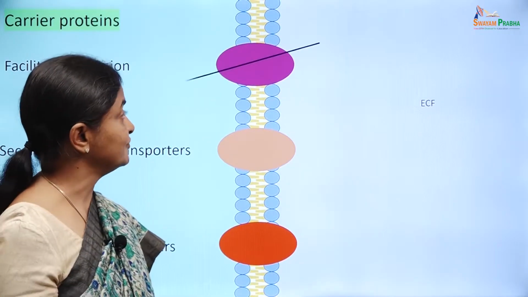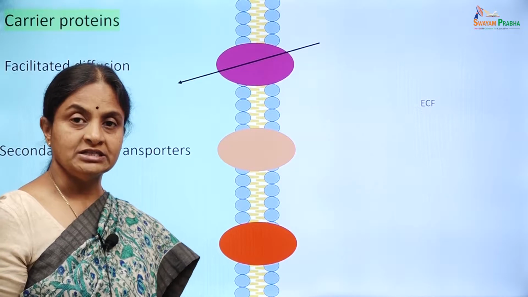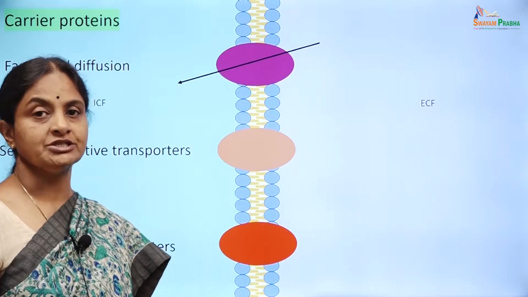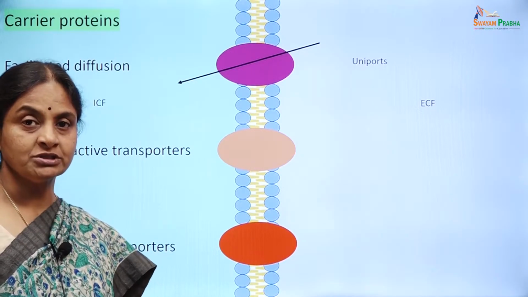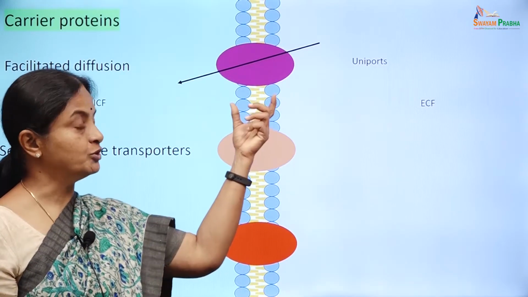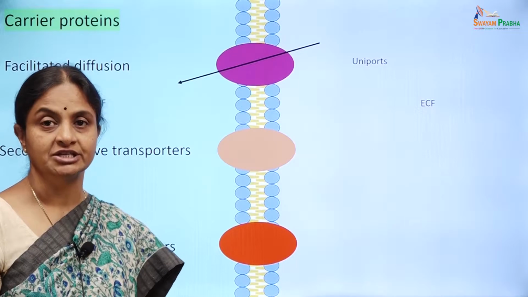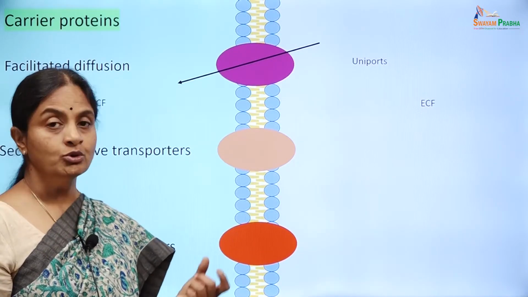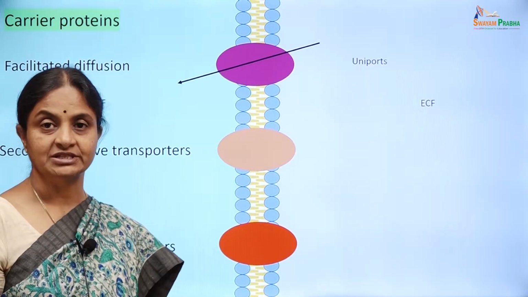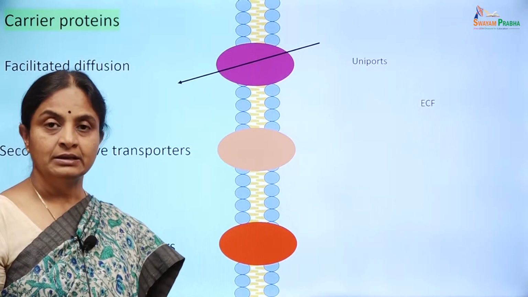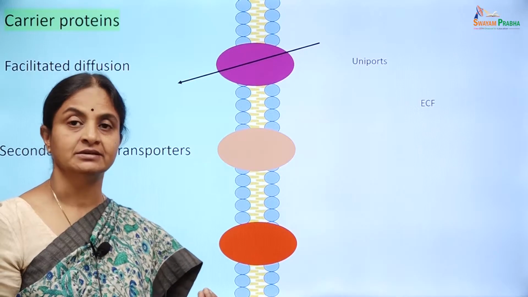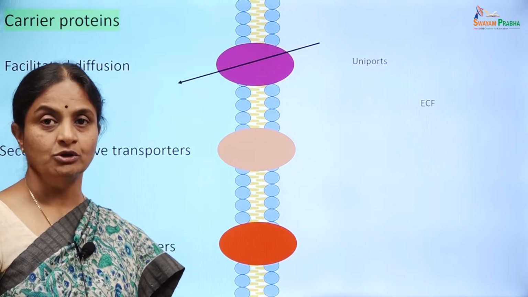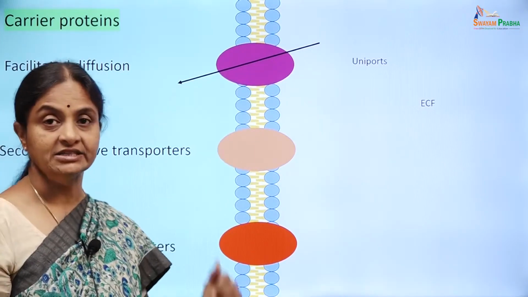In facilitated diffusion, the substance moves along its concentration gradient. These are generally uniporters, which means they transport only one substance along the concentration gradient. The glucose transporters are the best example for this class of proteins. The other two important proteins are amino acid transporters and urea transporters, which also demonstrate facilitated diffusion.